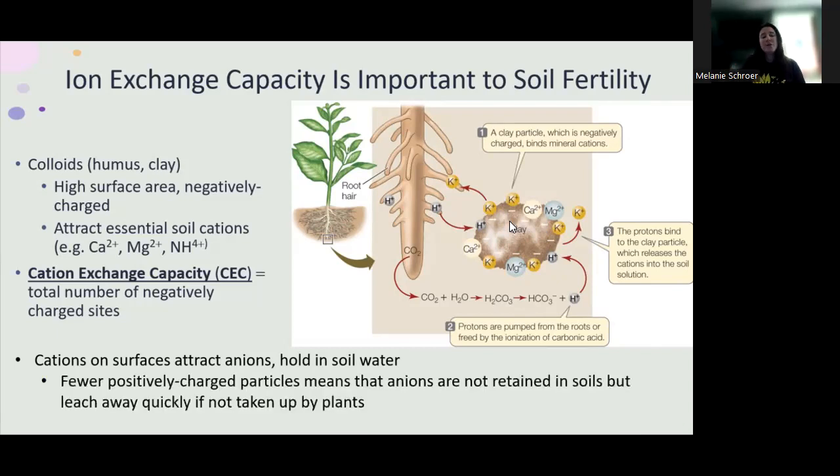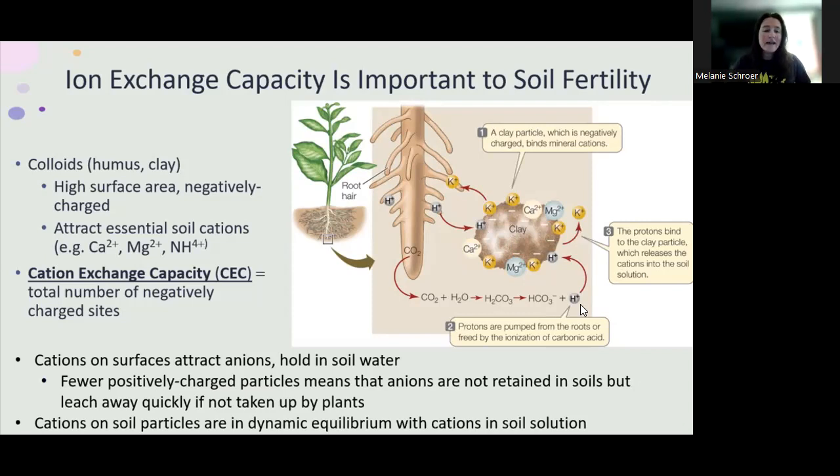Okay. So if there are fewer positively charged particles, that means that the anions aren't retained in the soils, but instead they quickly leach away, right? Leaching is percolating down to lower horizons and therefore outside of an area that's accessible by plants. Okay. The cations on these soil particles are not static, and they shouldn't be static. Instead, these cations are in a continuous exchange, right? Ion exchange capacity, continuous exchange with the plants themselves. And so just real quick here, we can see lots of cations attracted to the negatively charged clay.